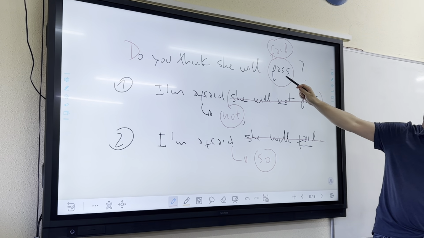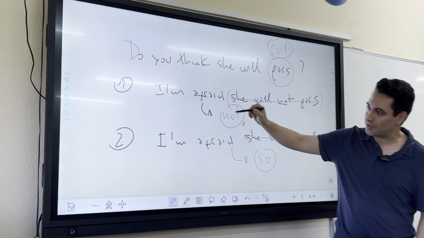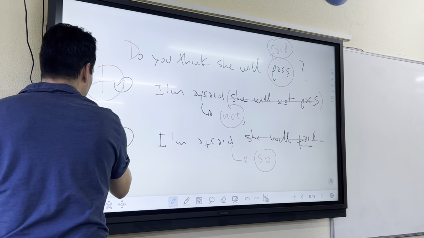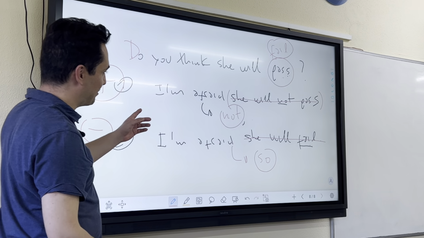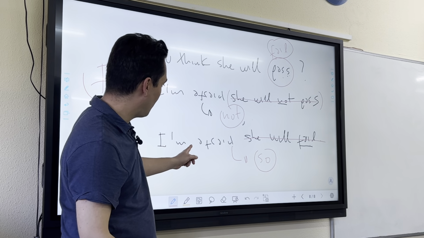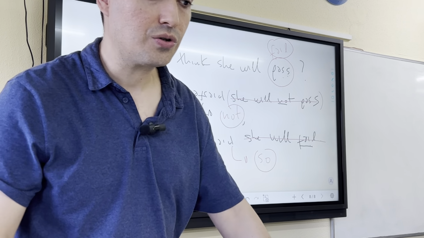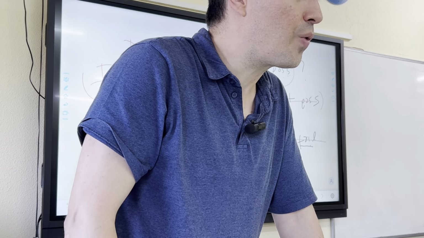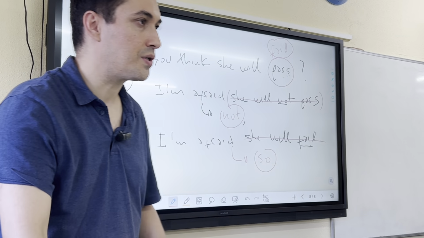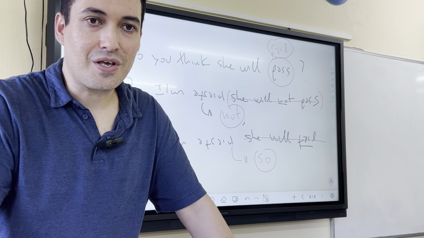Yeah, if they ask you, do you think she will pass, and you want to be negative, negatively speaking, I'm afraid not, or I'm afraid so. Yeah, be careful with that. You can use I'm afraid not or I'm afraid so, depending on the question. Okay, depending on the question. And this is the end of the grammatical explanation.